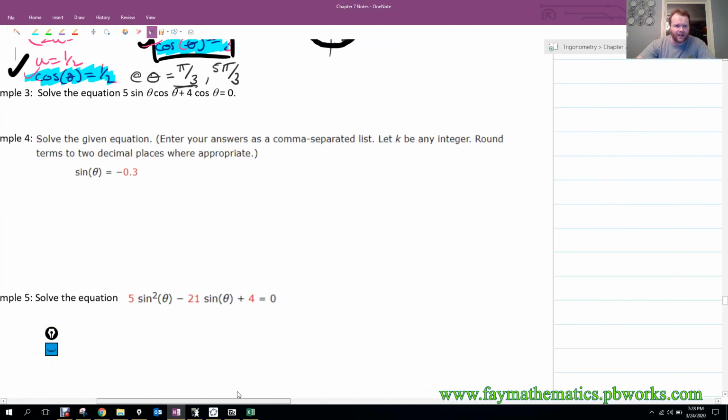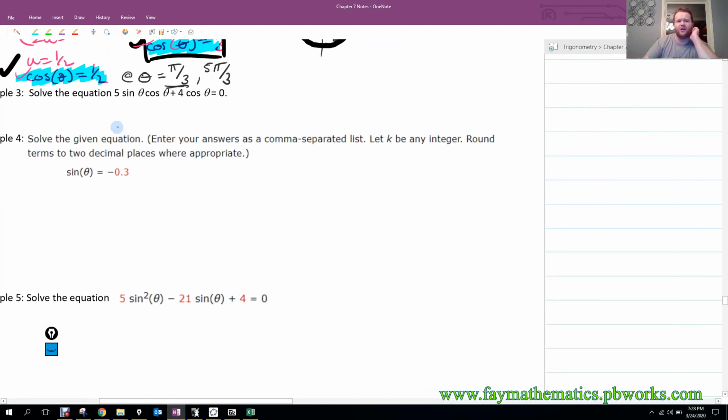Okay, so the next one says solve the equation 5 sine theta cosine theta plus 4 cosine theta equals 0. I'm just going to rewrite it over here so we have a little bit more room. 5 sine theta cosine theta plus 4 cosine theta equals 0.